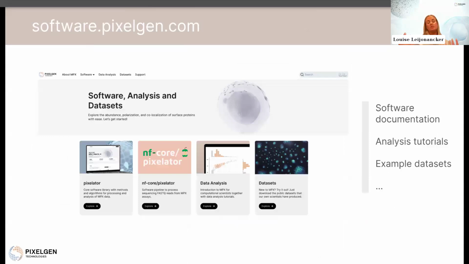So we have generated a lot of documentation around the software. So just wanted to mention that here, to feel free to go into software.pixelgen.com and check out some software documentation, a lot of analysis tutorials to help guide the analysis, as well as some example data sets. And Pixelator is an open source project, so it's available to check out and download already now, and you can also find it in GitHub.